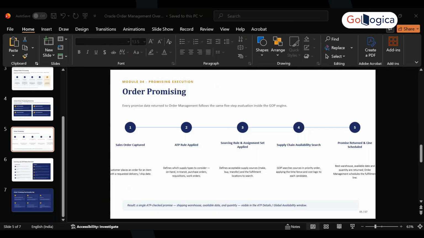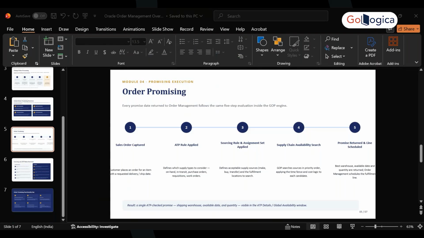And the returned information includes the selected warehouse, promised quantity, promised ship date, promised delivery date, and order management then schedules the fulfillment line using this information. From this point onwards, the fulfillment process continues with activities such as inventory reservation, picking, packing, shipping, and invoicing. Because the scheduling information is generated by the global order promising engine, organizations can confidently commit the delivery date to the customer, and this eliminates the uncertainty and significantly improves customer satisfaction.